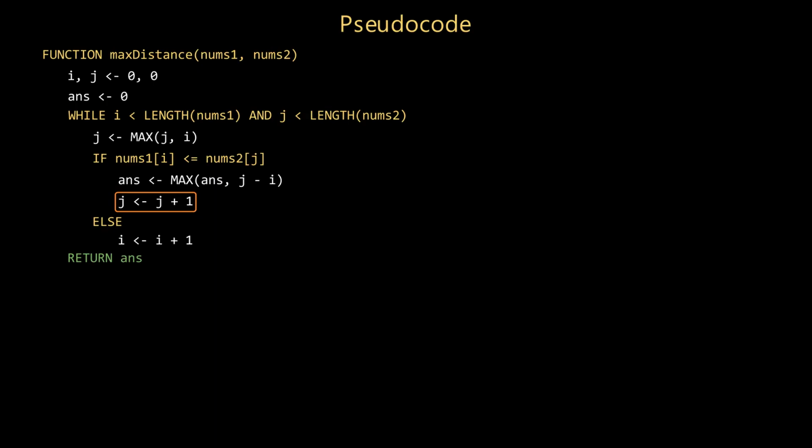Advance j to try a wider gap next. Otherwise the inequality fails. Advance i to shrink nums1 at i. Return the best gap we found.